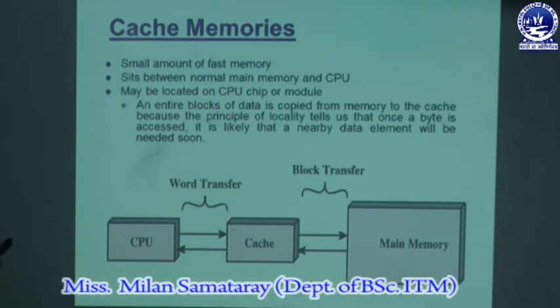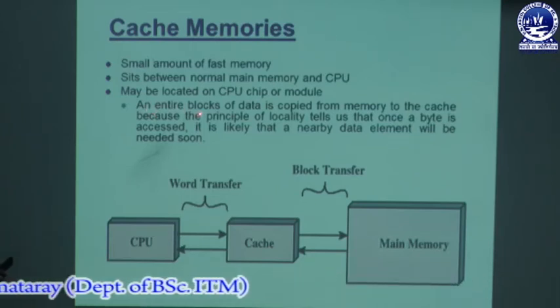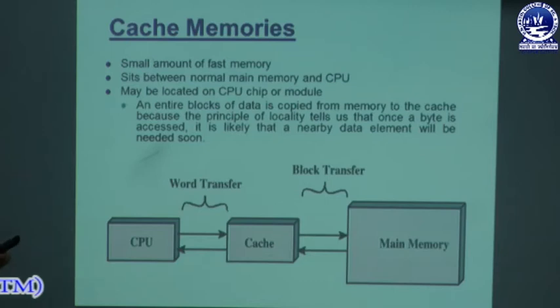So, what are the operations? First, the entire block of data is copied from the memory to the cache, because of the principle of locality I have discussed, that locality of reference, which tells that once a byte is accessed, it is likely to be accessed again nearby. Okay.